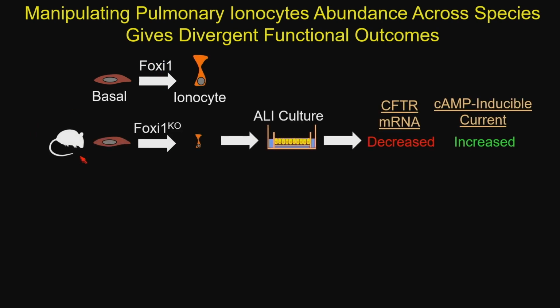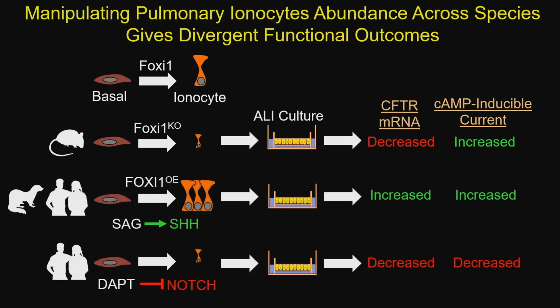And so in mouse, they knocked out FOXI1. They harvested tracheal airway epithelial cells, polarized them, and saw a decreased CFTR mRNA, about 87%, but an increased cyclic AMP-mediated current. And if one overexpresses CFTR, this was done using ferret in this Nature paper, one sees an increase in CFTR mRNA and an increase in cyclic AMP-mediated chloride current.